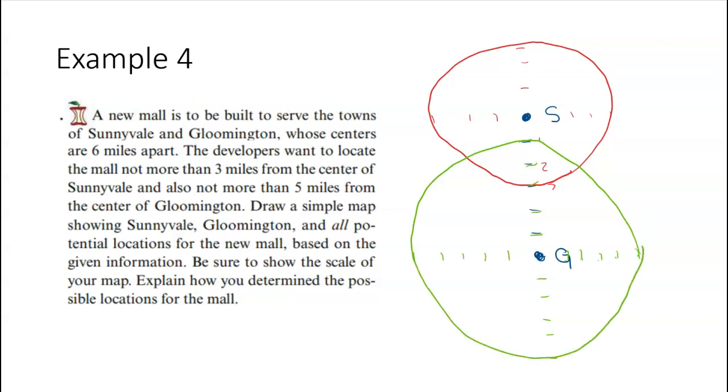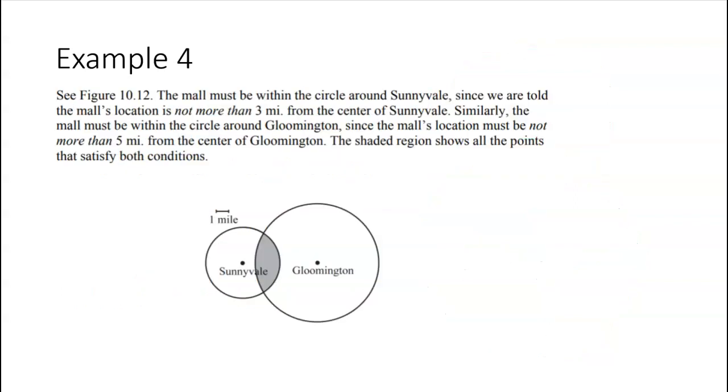Now, draw a simple map showing Sunnyvale, Gloomington, and all potential locations based on this given information. Well, the overlapping region is anywhere in this region here. So they could build a mall anywhere in this region. And my scale is, that is 1 mile. And again, if you prefer a beautiful version, there you go.